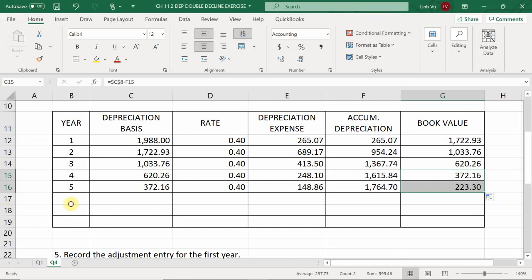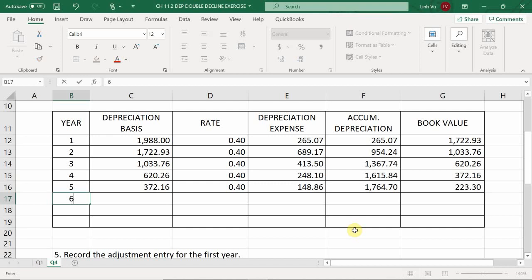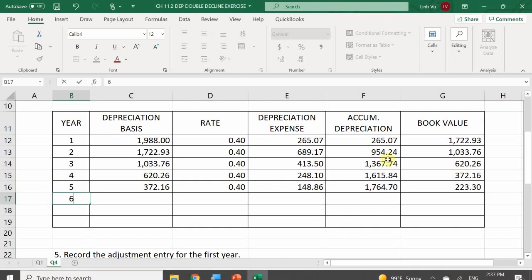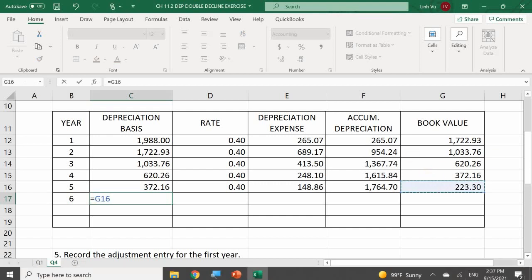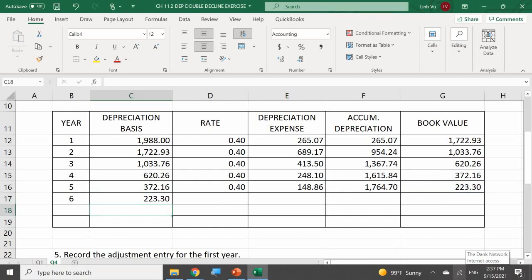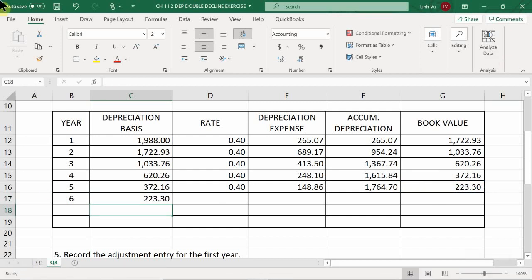So in this case, I can for sure 100% go for a year 6, because my asset is only roughly 4.5 years old. So I can carry this number over. Again, the rate's going to stay the same, 40%. So what is going to be my depreciation expense for the 6th year? 89.32.